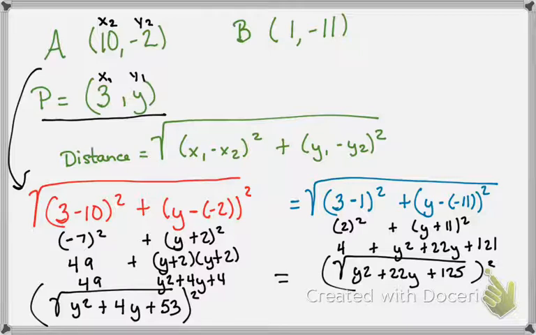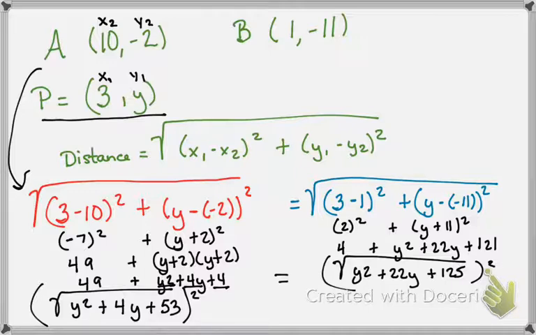We simplify that down, we get 49 plus Y plus 2 times Y plus 2. And when I simplify that down, I get 49 plus Y squared plus 4Y plus 4. Combine those like terms, and I have Y squared plus 4Y plus 53. And that's still under the square root. We'll get to the squared part in a minute. Then I do the other part.